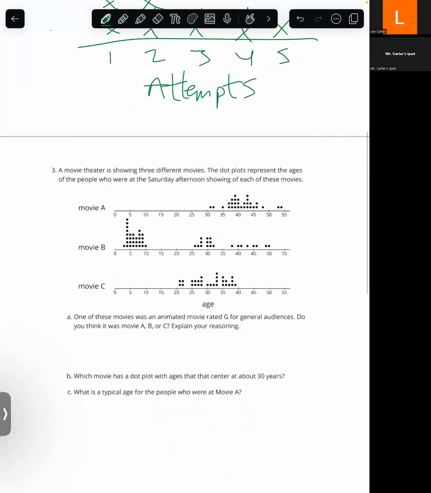All right, number 3. A movie theater is showing 3 different movies. The dot plots represent the ages of the people who were at the Saturday afternoon showing of each of the movies. One of them was an animated movie rated G for general audiences, meaning for kids. Do you think it was movie A, B, or C? Clearly, that would be movie B. Here's why. These are the ages, right? So all these are ages 3, 4, 5, 6, 7, 8, 9, 10. So the answer is B.